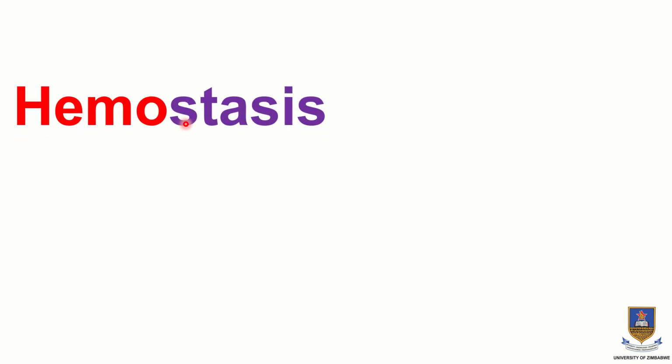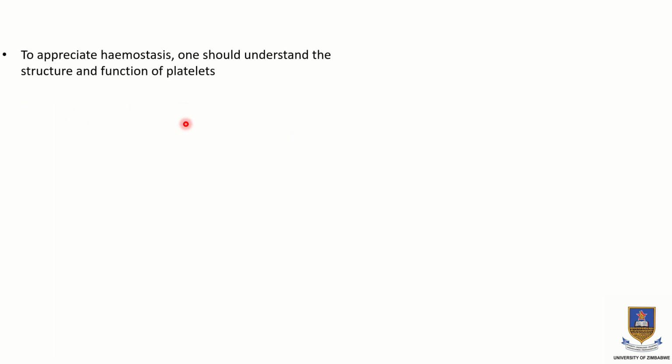Hello, in this video we're going to talk about hemostasis, or the maintenance of blood within blood vessels, right? To appreciate hemostasis, one should understand the structure and the function of platelets. Why is that so? Platelets are the major characters in hemostasis. Hemostasis is also the prevention of blood loss through the formation of a blood clot. So platelets are the ones which form this clot.